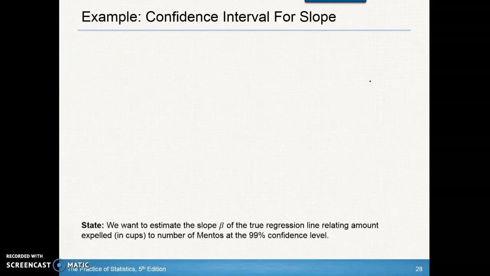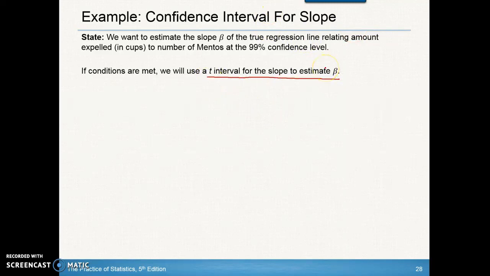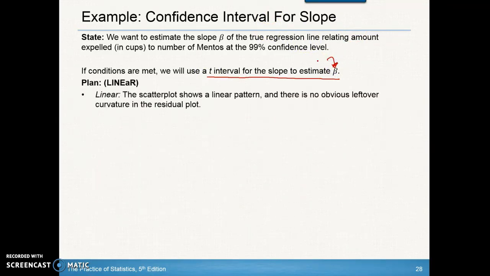All right, let's take a look at the example. Number 1, the state is the same. What are we estimating? We're estimating the slope of the true regression line at a 99% confidence level. If the conditions are met, and notice how we're stating the name of the test, we're going to use a t-interval for the slope to estimate B. We're estimating the true population slope here.